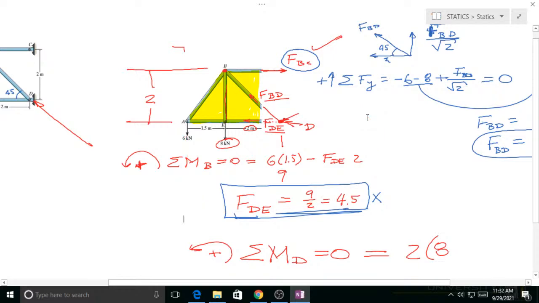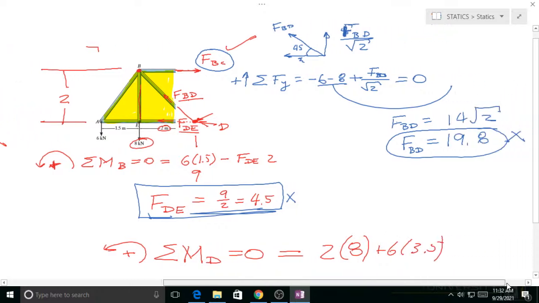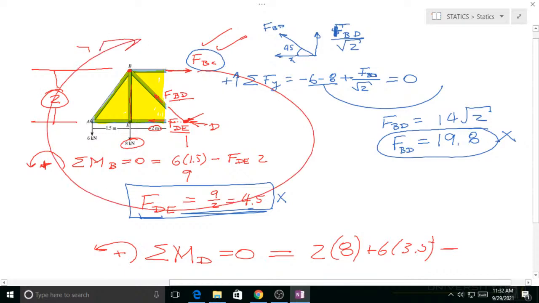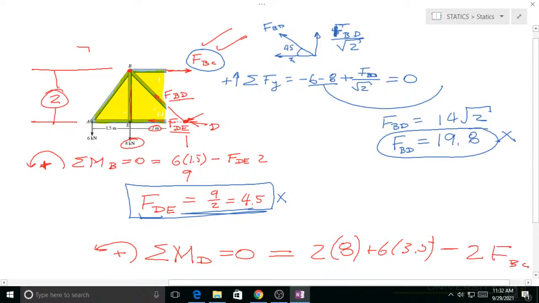But what happened? Oh, I somehow changed pins. Okay, so it's positive 2, and it's 6 times 3.5. Last thing I've got is the thing I don't know, and it's 2 meters up. Let's go in the other direction. I could have just as easily assumed that the wrong way, and it would fix it for me. 2 meters up, FBC.